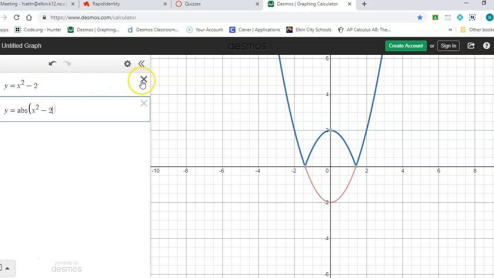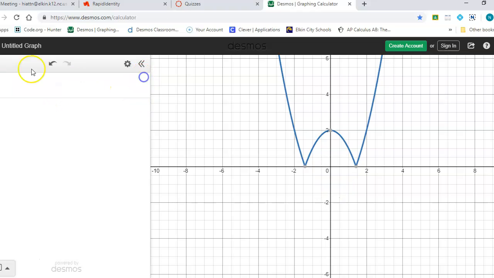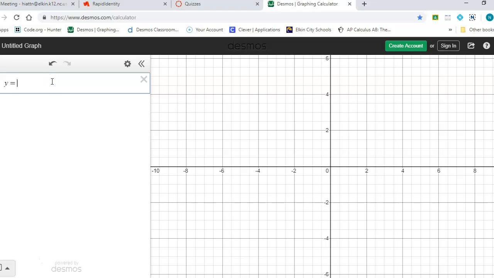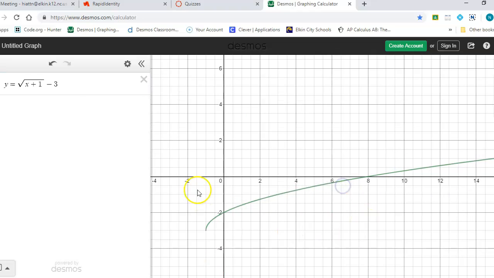If we looked at it, it doesn't have to be a quadratic, although that's the one I usually look at the most for making you graph by hand. If I have the square root of x minus 1, plus 1 minus 3. Okay, so we've got this square root function right here.